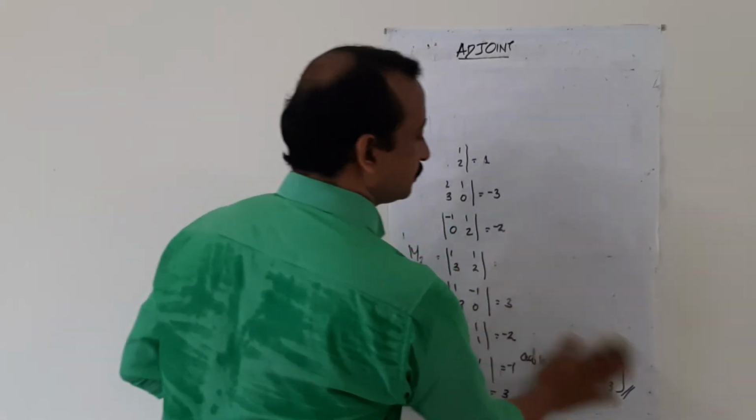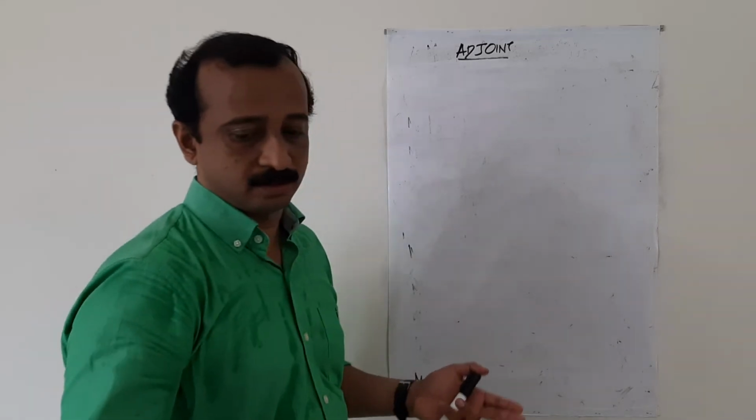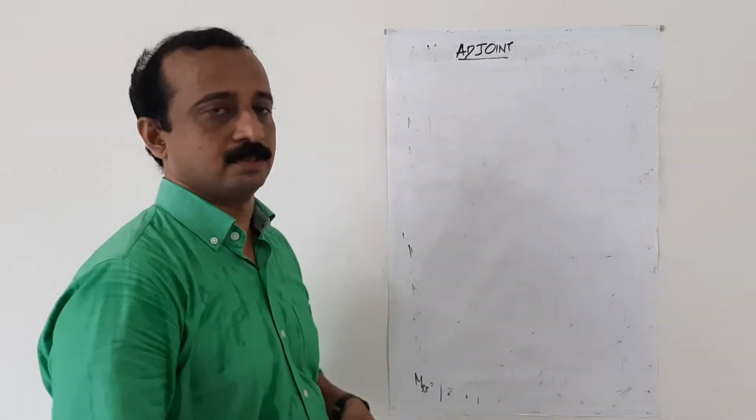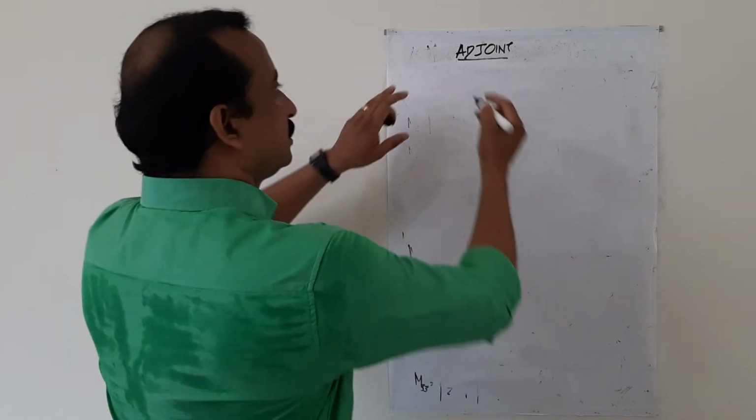A very important section. The next class is the inverse of a matrix, by the adjoint method. Okay, now let's discuss some more questions based on the adjoint.